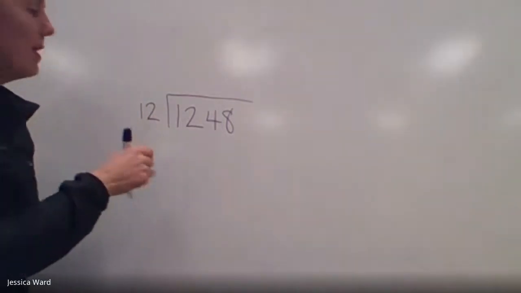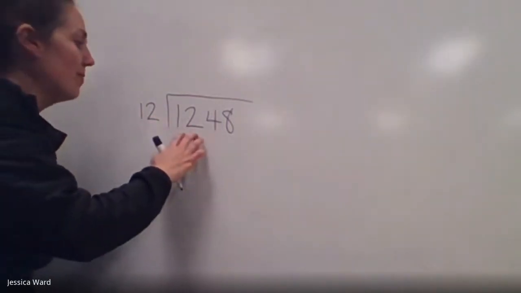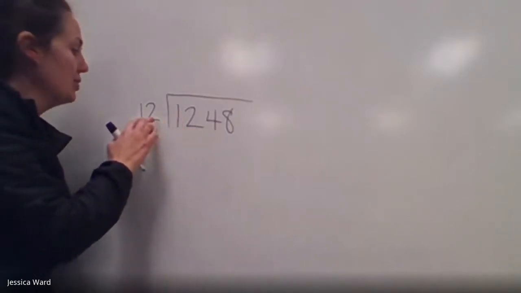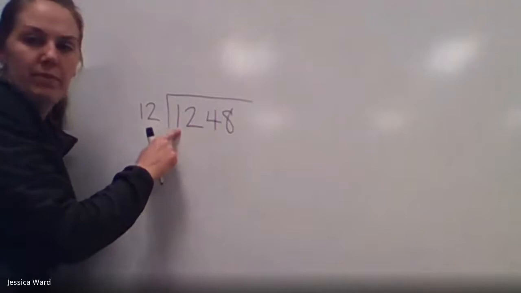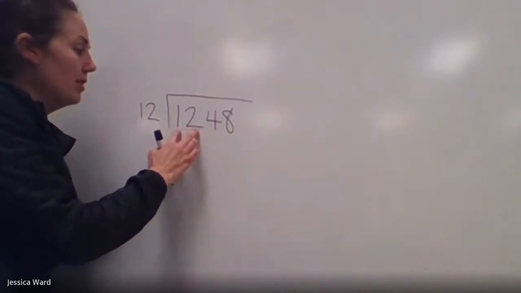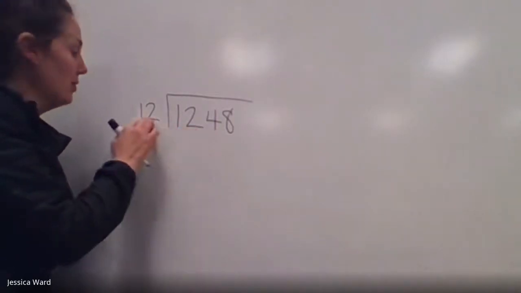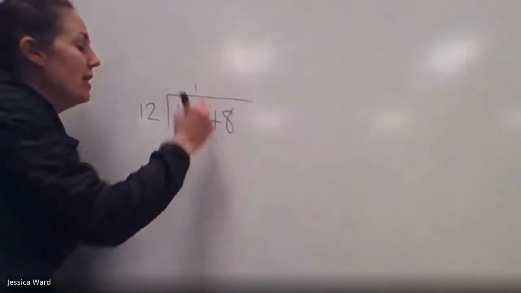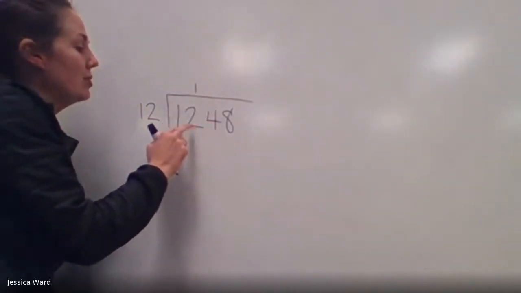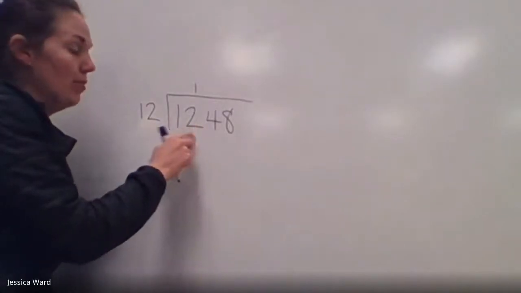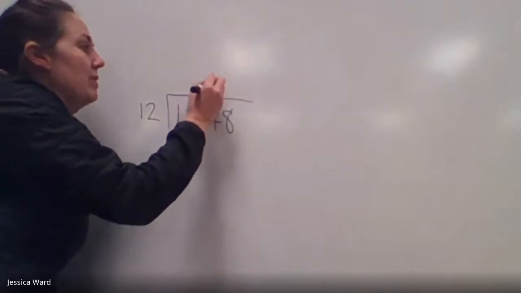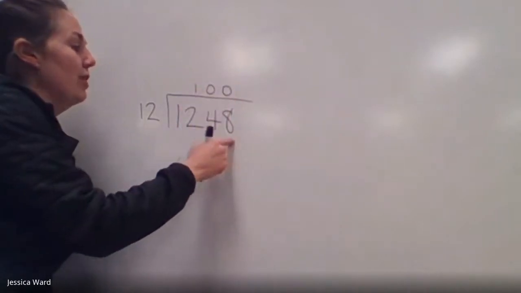So I'm going to think about 12. I'm going to look first to my first category. Can 12 go into 1? No. So I'm going to look now at my next place value. Can 12 go into 12? Yes. It goes in 1 time, but then it's not 12 ones, it's 1200s, right? So I'm going to put in my 2 zeros for 1200.